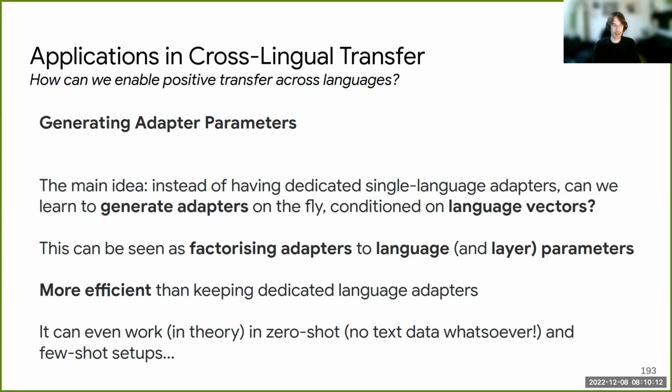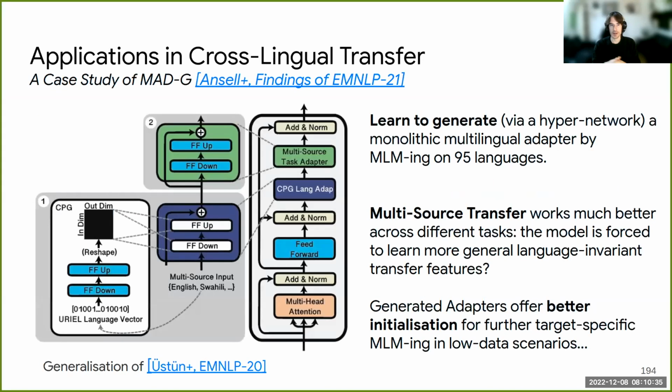Or if that language has a closely related sibling, even if we don't have any text data for that language, we might have some text data for its siblings. So it will actually require a very similar language adapter to process that. So this is a very extreme scenario, but in theory, this setup with hypernetworks enables it. So this is exactly the idea of the extension of MADX, which is called MADG, where G stands for generation. So the idea is exactly what I just said before.